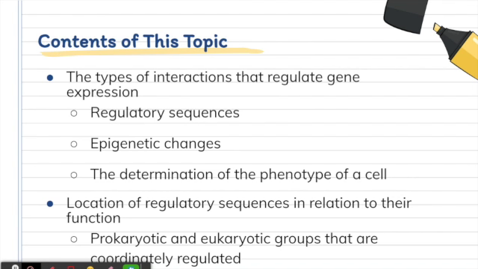Contents of this topic: the types of interactions that regulate gene expression, including regulatory sequences, epigenetic changes, and the determination of the phenotype of a cell. Location of regulatory sequences in relation to their function, including prokaryotic and eukaryotic groups that are coordinately regulated.